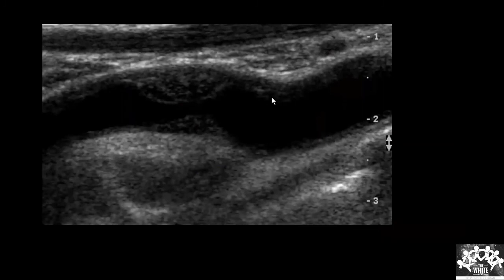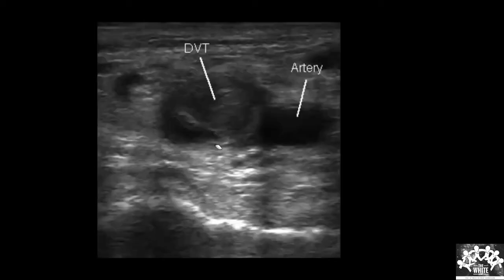Good. What is present in this image? Plaque is present. And how much percentage of stenosis might be there? Less than 50% or more than 50%? Less than 75% or more than 75%? It's more than 75%. Good. That's all you need to know: how much the stenosis is.